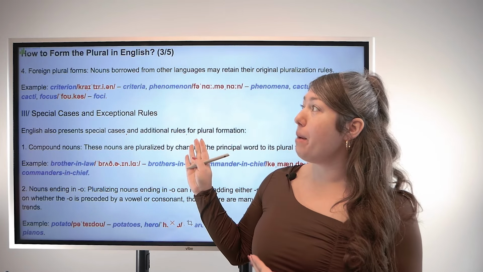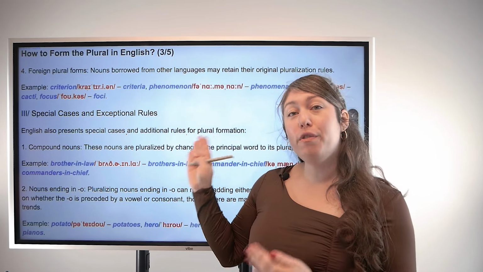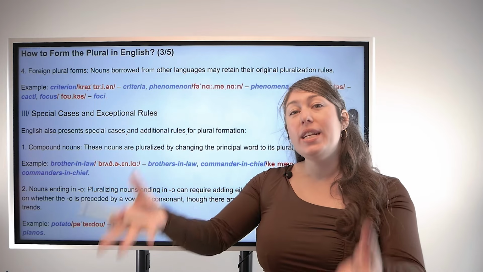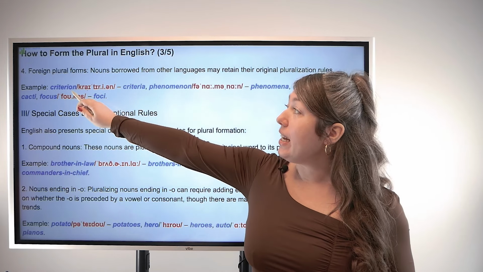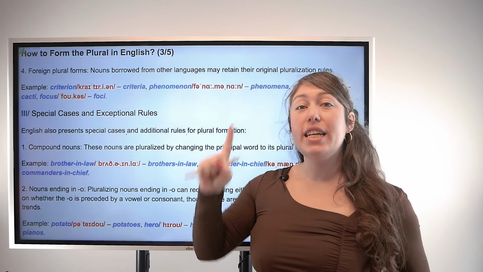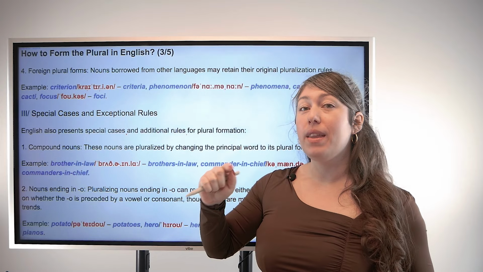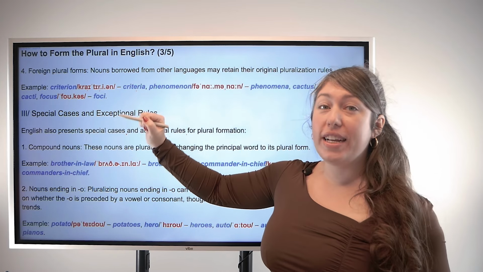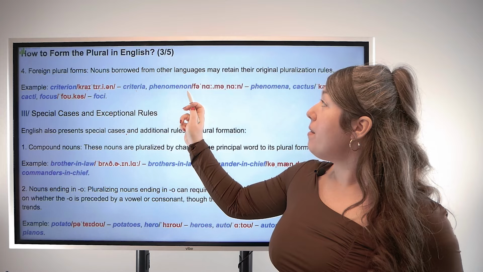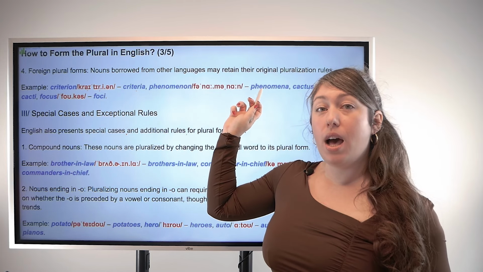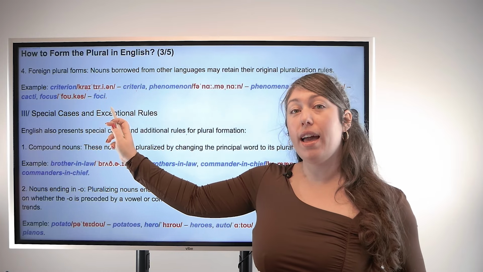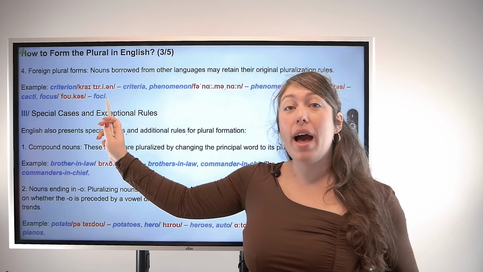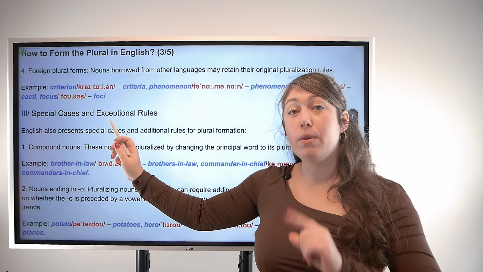So let's look at some more examples. These are foreign plural forms because, as you know, in English, we tend to take words from other languages. For example, criterion, where we stress the second syllable, criterion. The plural becomes criteria. And phenomenon becomes phenomena. Cactus becomes cacti, and focus becomes foci. Notice that cacti and foci have the long I sound, not cacti, not foci, cacti, foci.